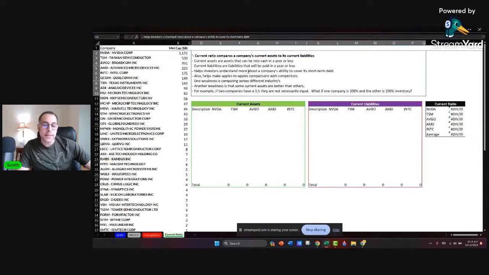So it helps investors understand more about a company's ability to cover its short-term debt. Because if a company has a current ratio below 1, in theory, they cannot cover their short-term liabilities. That doesn't mean they're going to go bankrupt within a year. They need to generate cash flow from their day-to-day business in order to cover that gap. I think companies like Coca-Cola always have current ratios below 1, but it doesn't really matter because they have so much cash flow coming in.